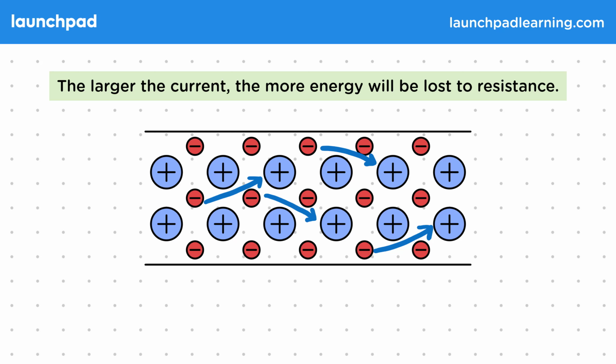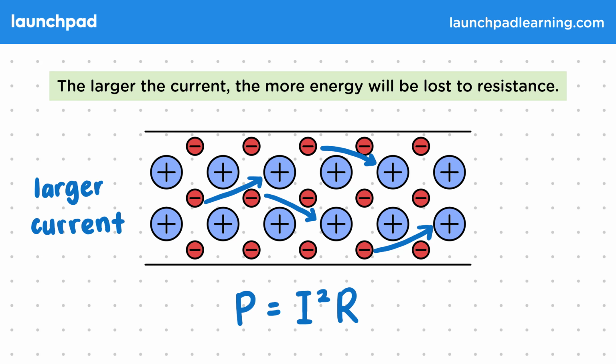The power is given in terms of resistance as P equals I squared times R. We can find this equation by substituting the equation for the potential difference into the equation for power. So the larger the current, the faster the electrons move. Then there are more collisions with the ions and therefore more energy transferred, so there is more heat loss.